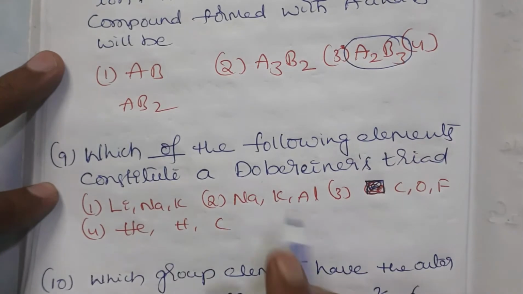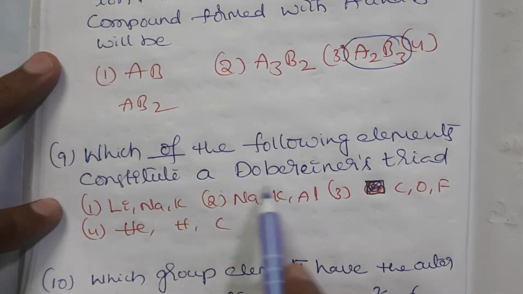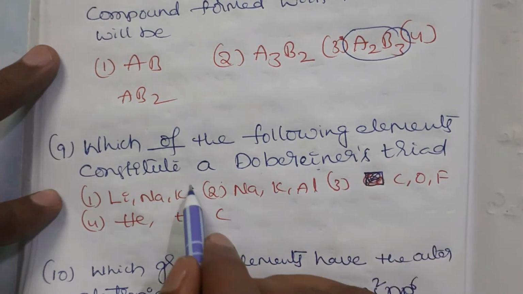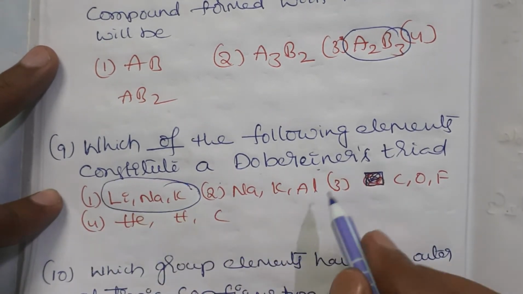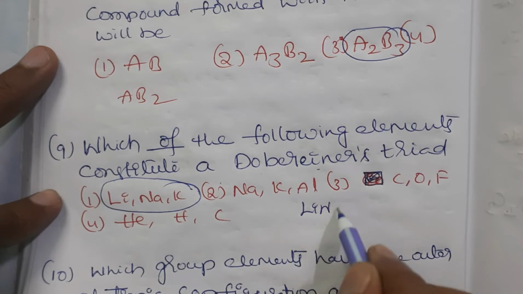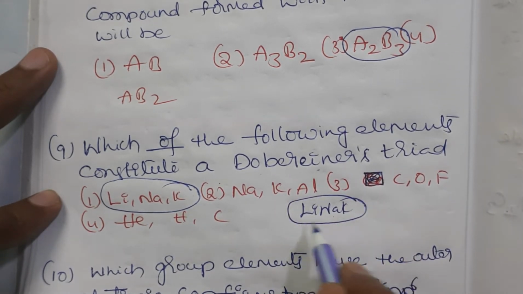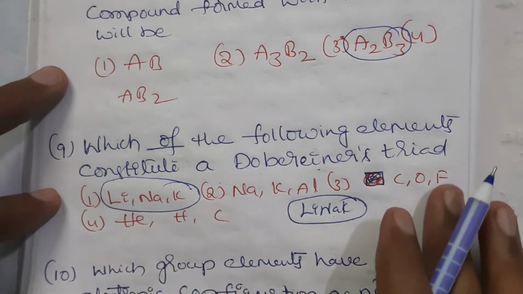Next, which of the following elements constitute Dobereiner's triad? Students, the shortcut to remember this one is LiNaK, L-I-N-A-K: lithium, sodium, potassium.